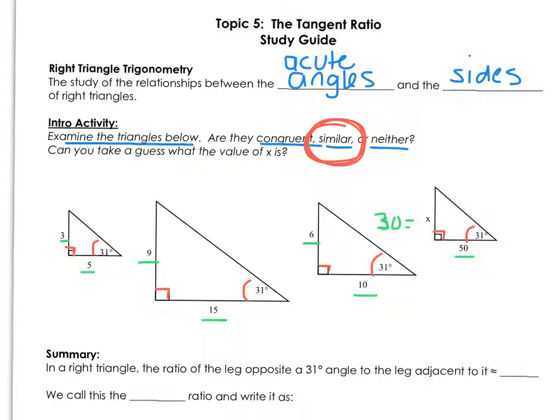If you didn't, let's think about how we could have gotten that. All of these triangles are similar, which means the angles are all the same and the sides are proportional. If I compare 3 to 5 in this triangle, that's the same as 9 to 15 in this triangle. I'm doing vertical leg to horizontal leg, and that's equal to 6 to 10, and that's equal to x to 50. You could cross multiply, or there are all sorts of ways to find x.